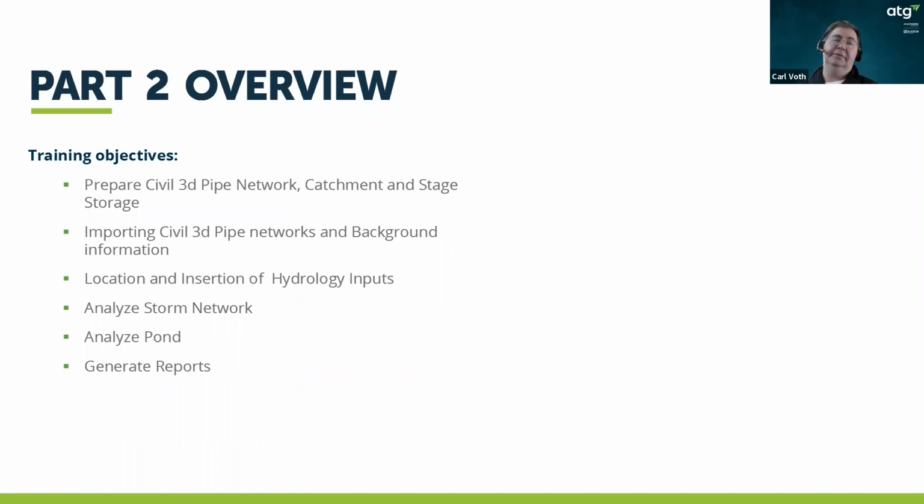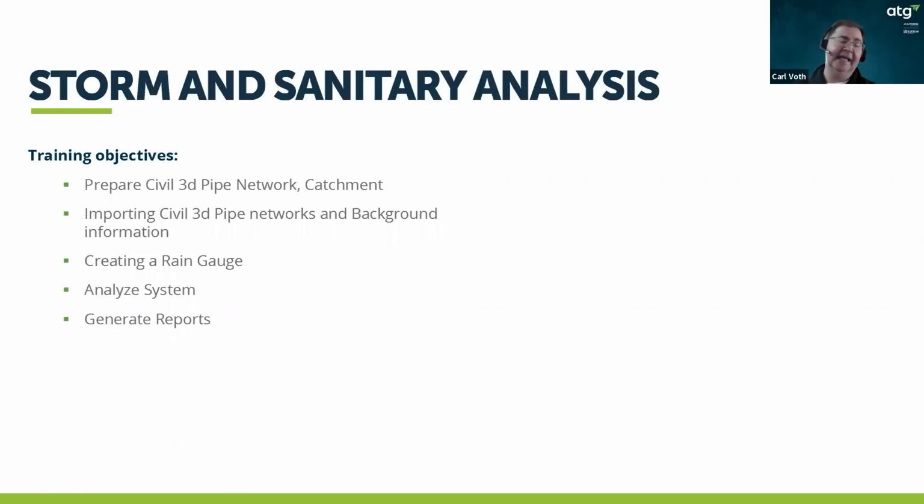Part 2, if you missed that one, make sure you go back and check it out again. We prepared the Civil 3D pipe network, used our catchments, created our drainage areas, and used that stage storage command. That's going to come in handy today. We imported those Civil 3D pipe networks and backgrounds into the storm modeling software. We located and inserted our hydrology inputs. I also gave you some outstanding references to pull some information from NOAA. We analyzed that storm network, and we also analyzed the pond, and we generated reports to finish off our drainage. Today, we're going to be using the full-blown storm and sanitary analysis design.